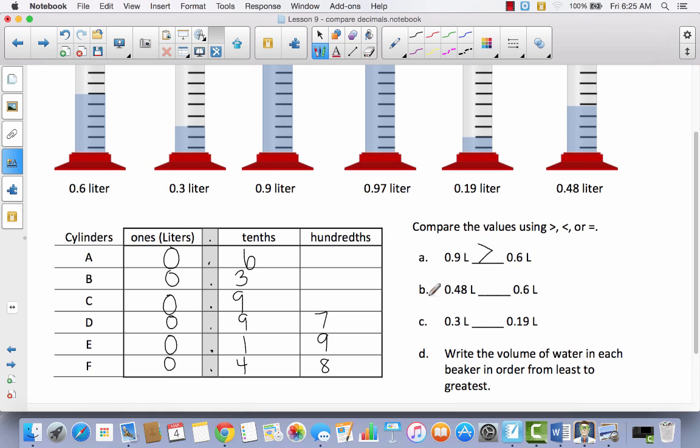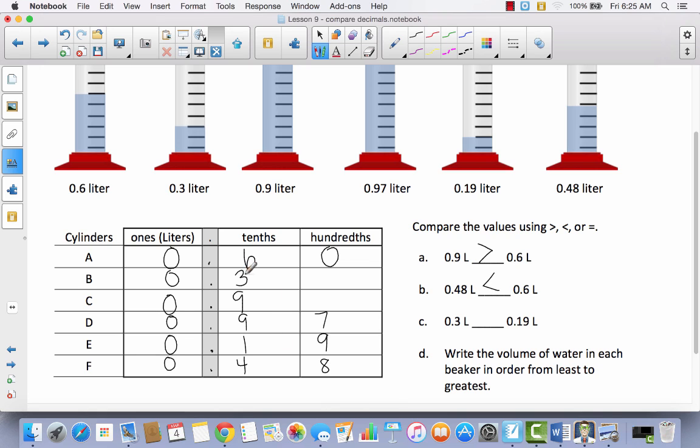Okay, so let's take a look at B. Hopefully you already did this. Let's see if you got it right. So we've got 48 hundredths compared to 6 tenths. So remember, even though this is 48 and this is 6, this has a 6 in the tens place and this has a 4 in the tens place. If it makes you feel better, you can think of this as 60 hundredths compared to 48 hundredths. And that will help you to understand that this is actually less than.